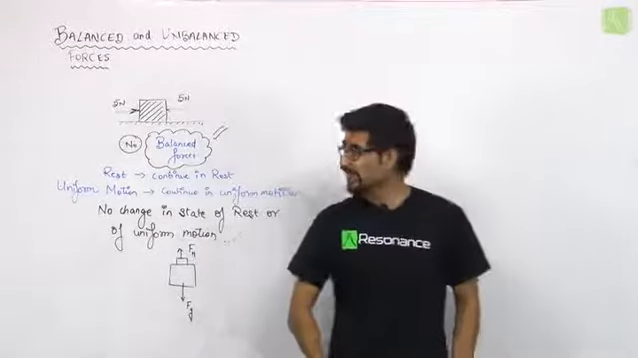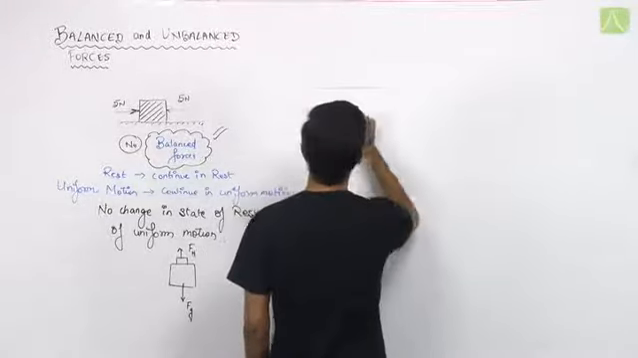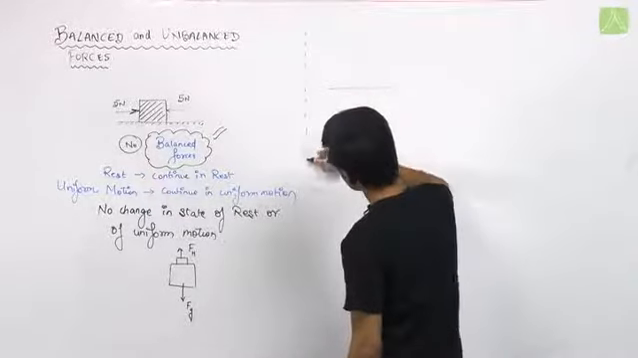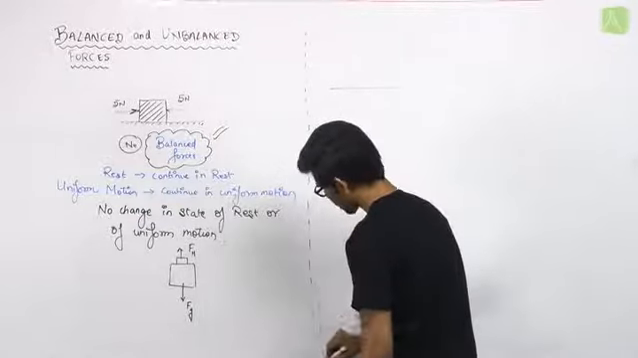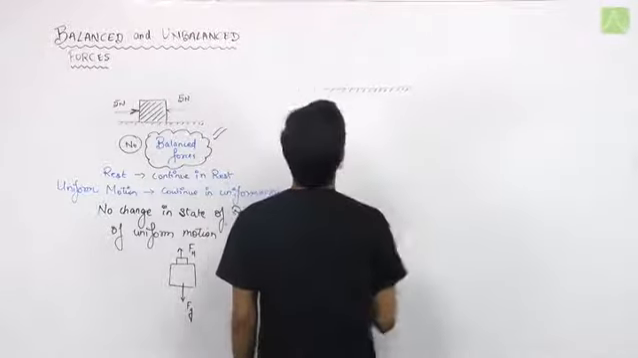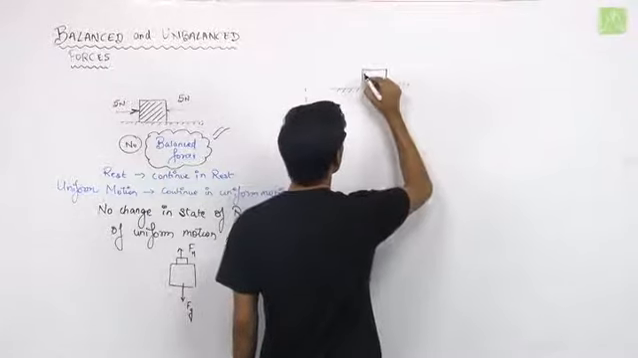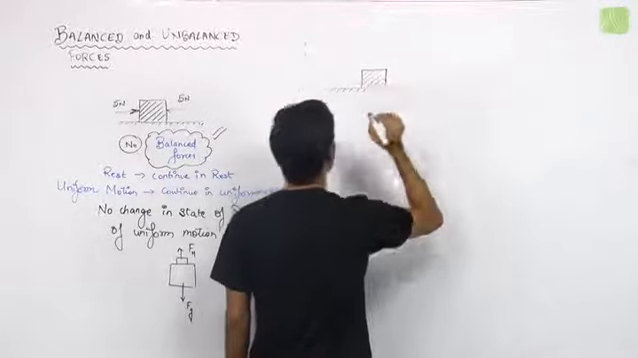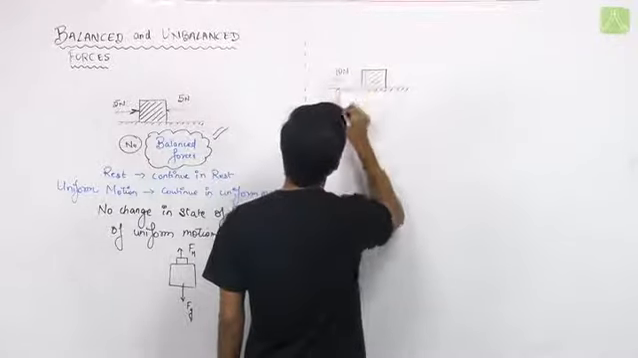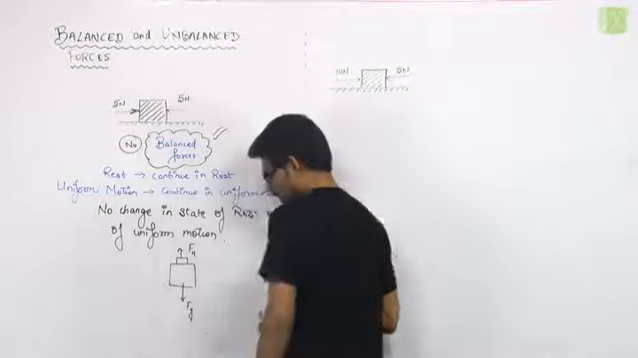Now let us move to the second one, that is unbalanced forces. Again let us take an example. Let us take an example of unbalanced force. This is a surface on which again a box is lying like this. And I have applied a force of 10 Newton from this side and a force of 5 Newton from this side. What is going to happen to this box?